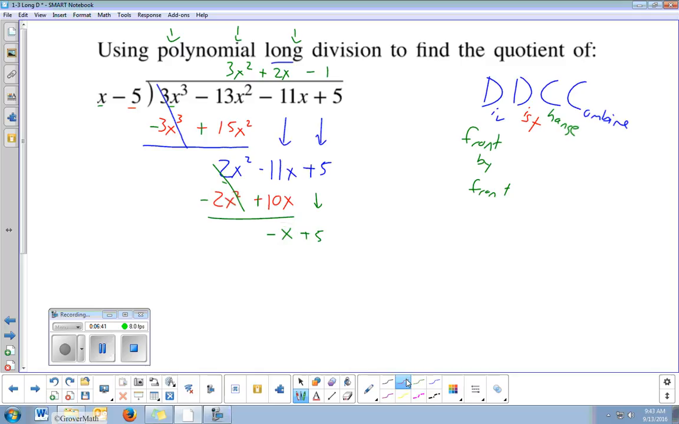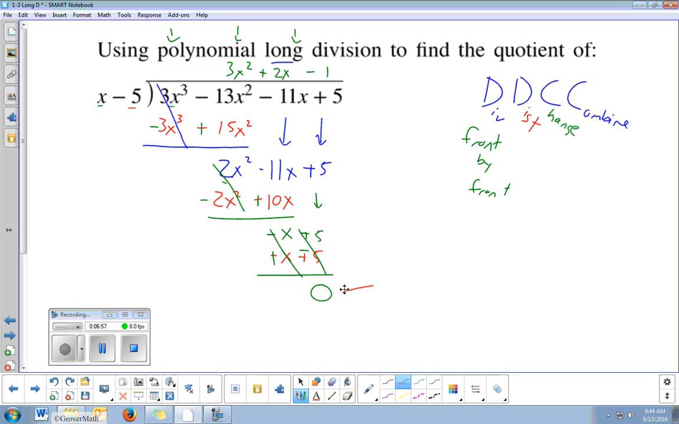I distribute that negative 1 to both of these pieces, negative x plus 5. I change the signs and combine. That cancels, remainder is 0.